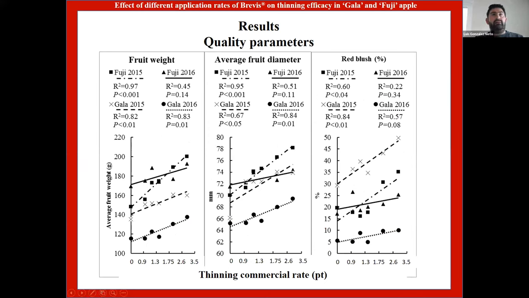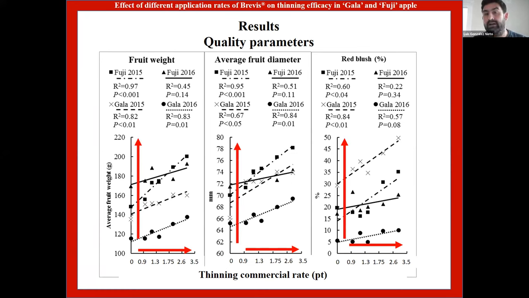But the fruit weight, the average fruit diameter and the red blush area, all these parameters are related with the crop load. With higher crop load, all these parameters are lower. When the rate of metamitron increases, the efficiency of thinning is higher. At the end, the fruit weight, the fruit diameter and the red blush area are higher because we had lower crop loads.